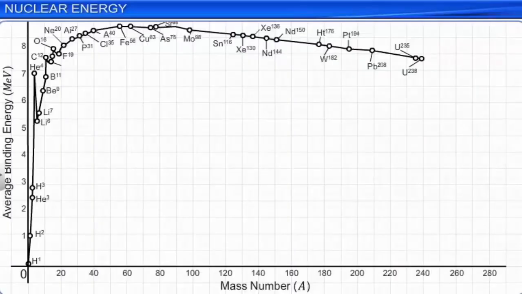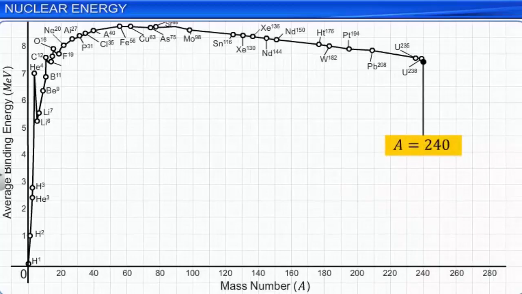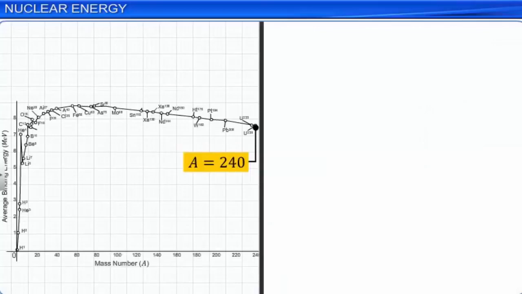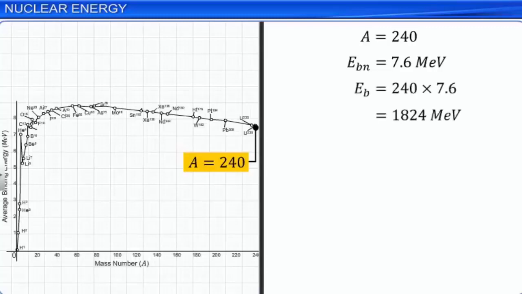Let us now estimate the amount of nuclear energy, or the value of Q, being released during fission. Consider a nucleus of mass number A equal to 240 undergoing nuclear fission. From the average binding energy versus mass number curve, we observe that for A equal to 240, the average binding energy is 7.6 MeV. Therefore, the total binding energy for this nuclide is 240 into 7.6, which is equal to 1824 MeV.